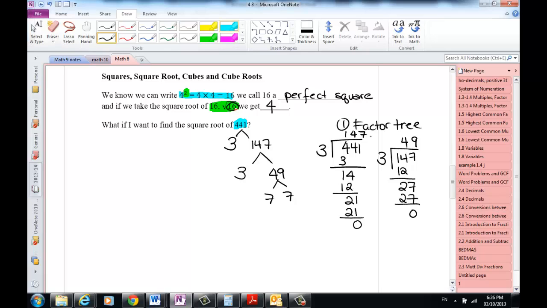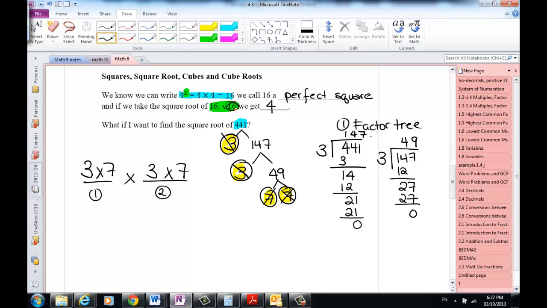I've got my prime factorization because all of my leaves are prime numbers. Now, we're trying to find the square root. So we're essentially trying to make 2 groups where both group 1 and group 2 have the same numbers in them. Well, if I take this 3 and I put it here, and if I take this 3 and I put it here, then I take this 7 and I'm going to put it over here, and I'm going to take this 7 and I'm going to put it over here.